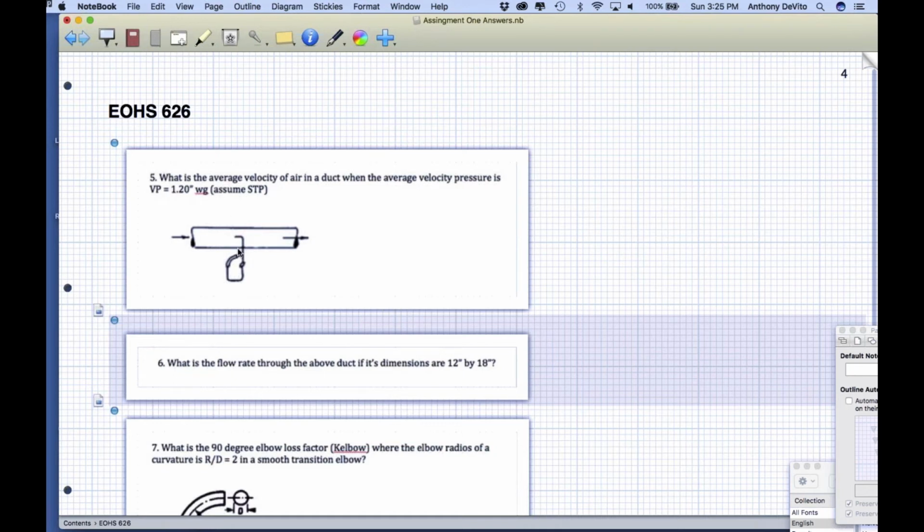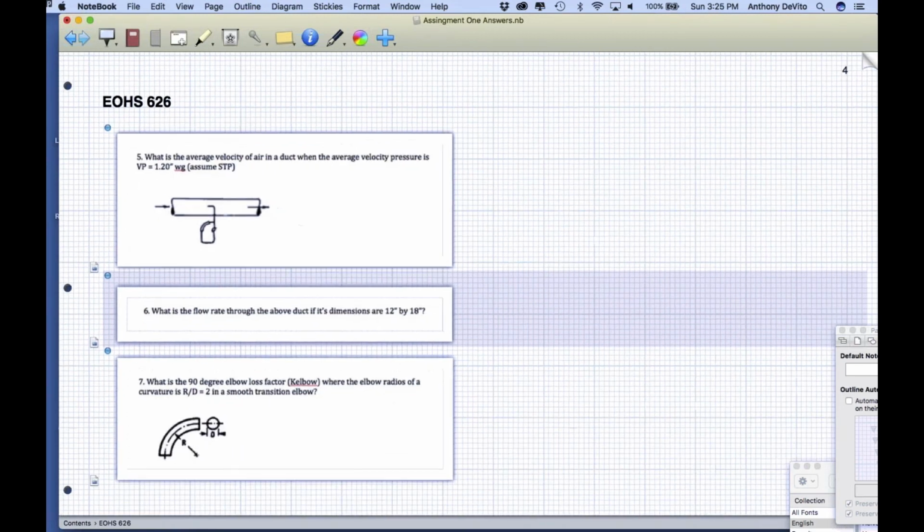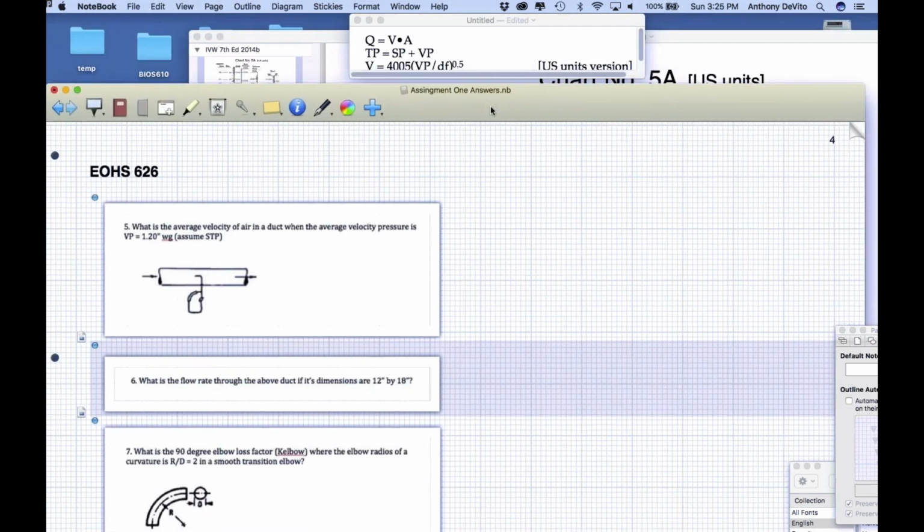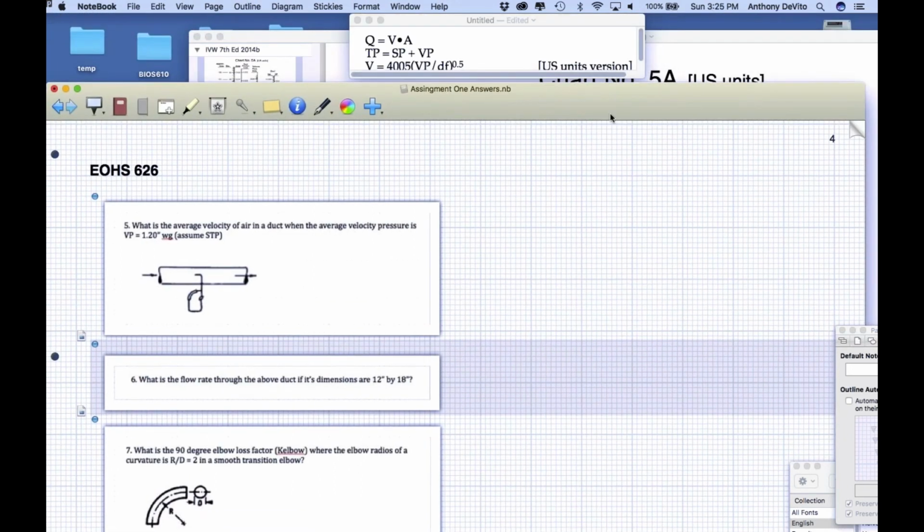Okay, so in this case, we're using this device to measure the velocity pressure in inches. Turns out that it's 1.2 inches. So what does that tell us the velocity is in here? So again, here's our formula, up here. Since we said standard temperature and pressure, we don't have to worry about the correction factor for density. Our velocity is equal to 4,005 times the square root of our velocity pressure. I'm ignoring the density correction factor. So that's going to be equal to 4,005 times the square root of 1.2.